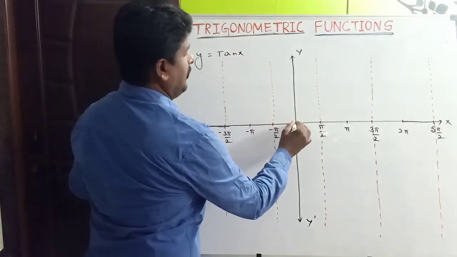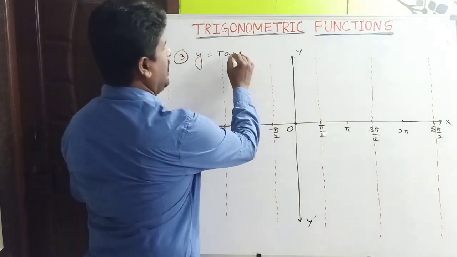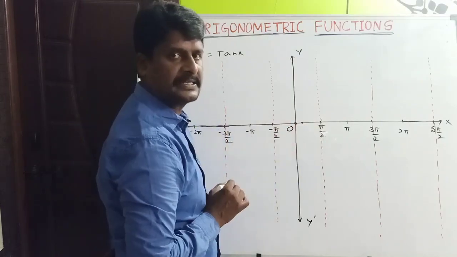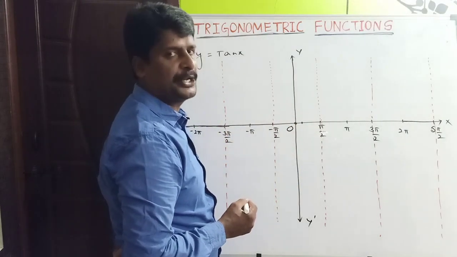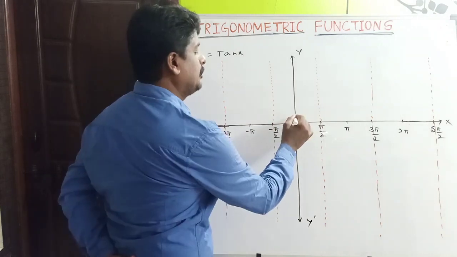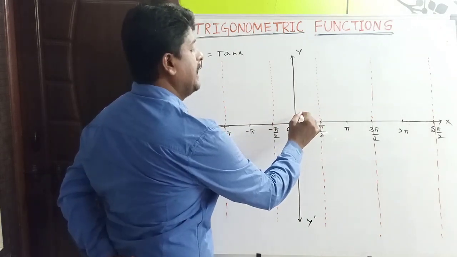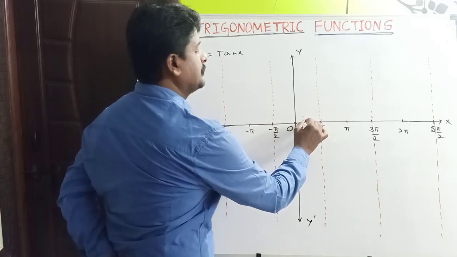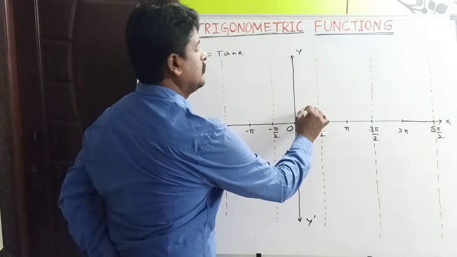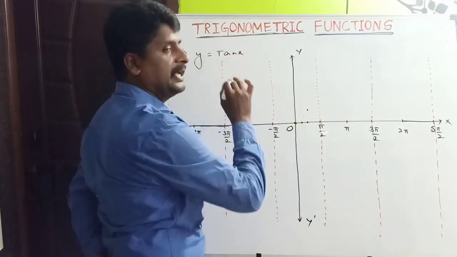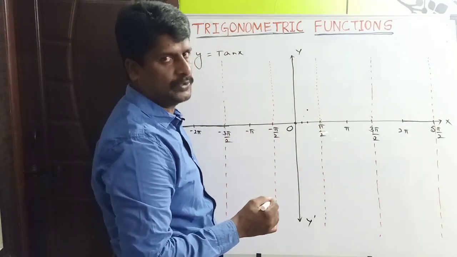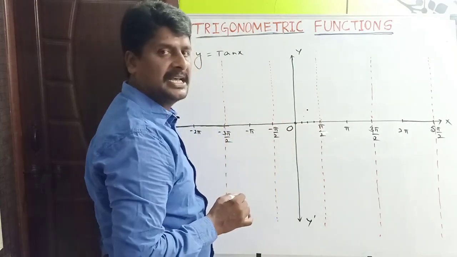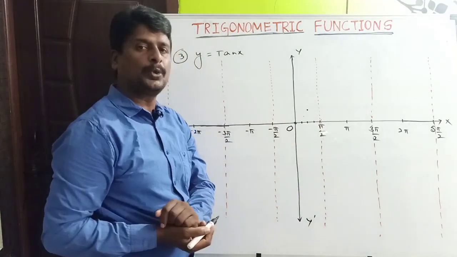Here, when x is equal to 0, tan 0 value is 0. When x is equal to 30 degrees, tan 30 degrees is 1 by root 3. We don't know exactly where, somewhere here, but it is positive. This is x is equal to 45 degrees. For x is equal to 45 degrees, tan 45 degrees value is equal to 1. When x is equal to 60 degrees, tan 60 degrees is root 3.